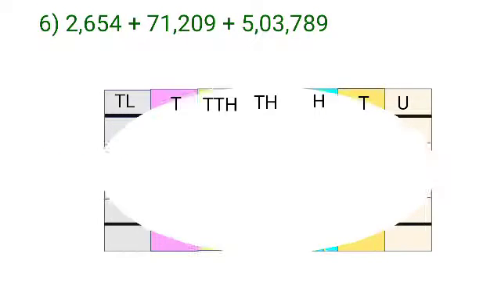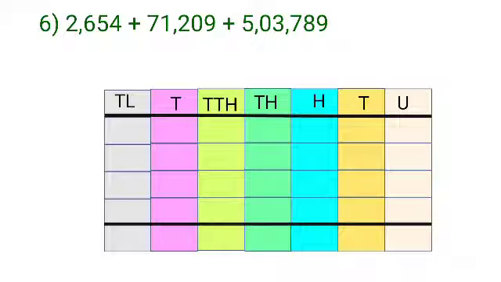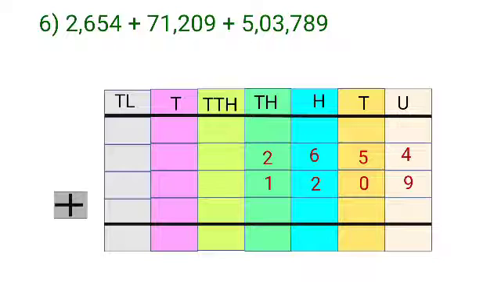In the earlier one, what we learned was the addition of two numbers. Now here is the addition of three numbers. The first one is 2654, then you have to add it with 71,209, and the third one is 5,03,789. The method is same. You have to write each digit in the proper place. You have to arrange the numbers in the proper place. Here the first number, then the second one, the third one. Now addition.